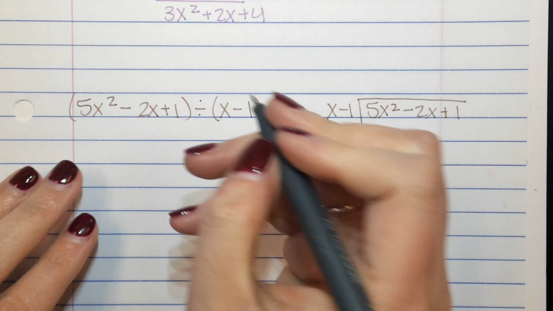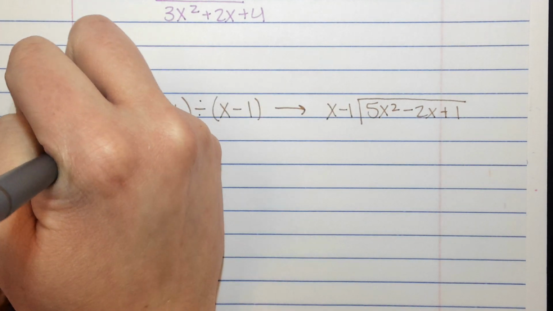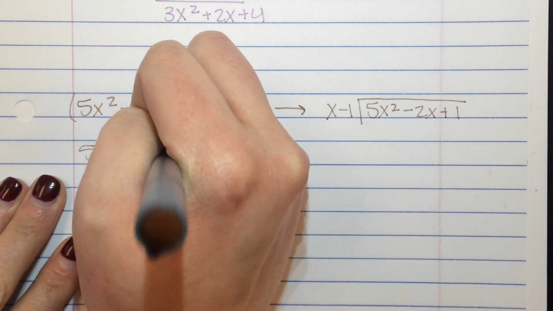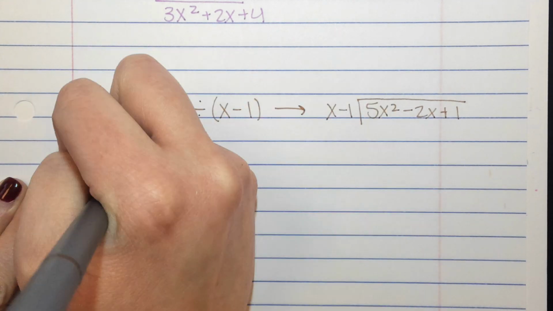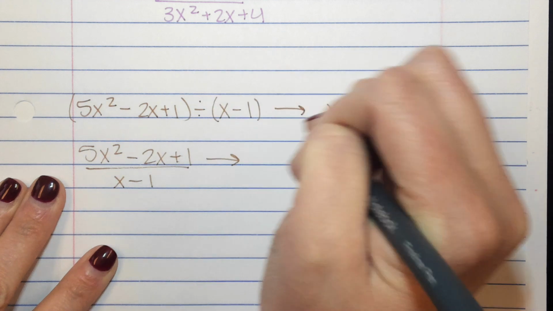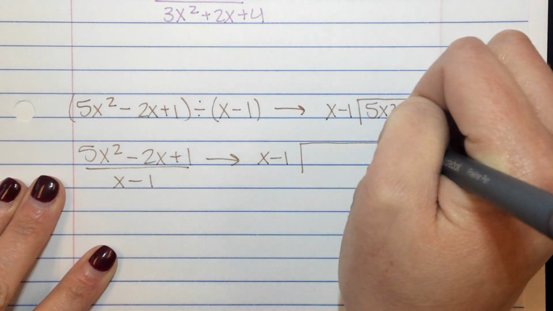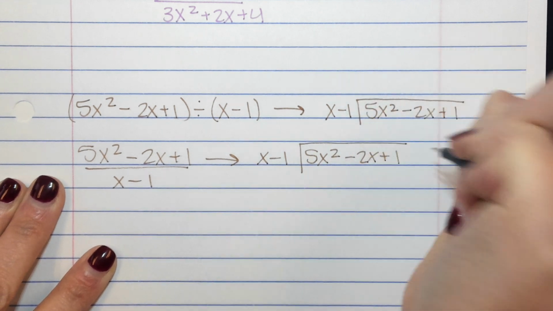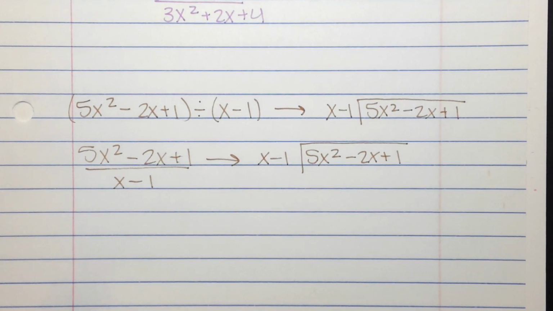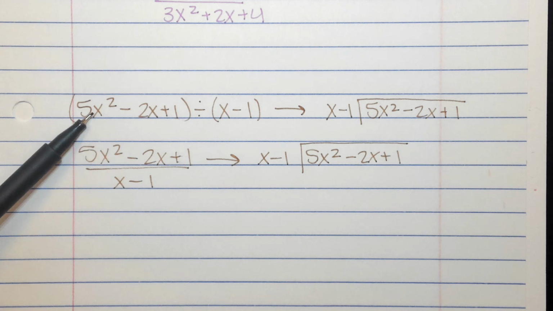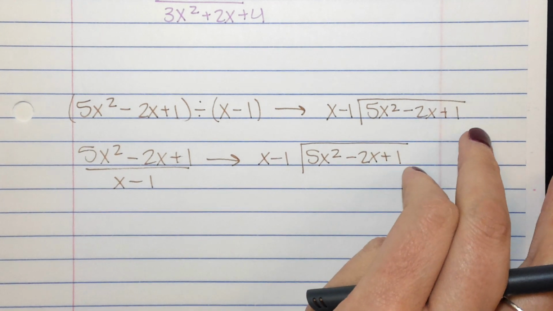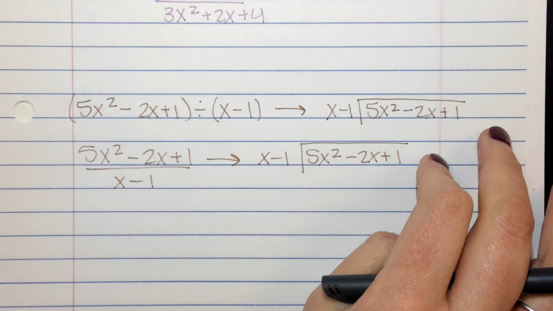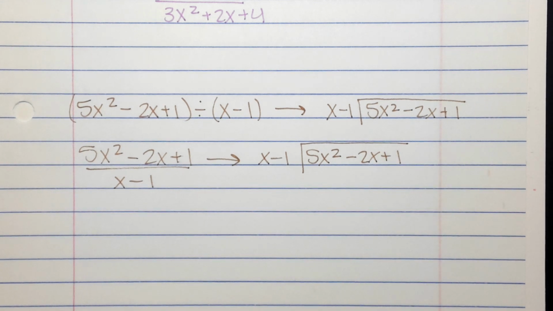Or if it gives it to you in a fraction, say if it was 5x squared minus 2x plus 1 over x minus 1, okay, that x minus 1 is what goes on the outside, and that larger polynomial goes inside. So just a heads up, on Math Excel, it's going to show it to you these ways, and you need to put it in this form for long division, okay? But then you can do your long division of the polynomials and get your answers, okay?